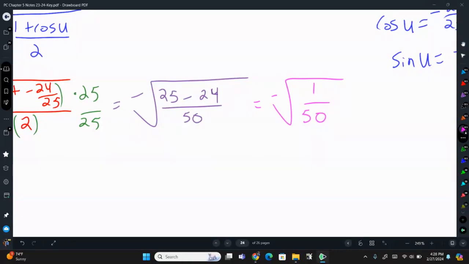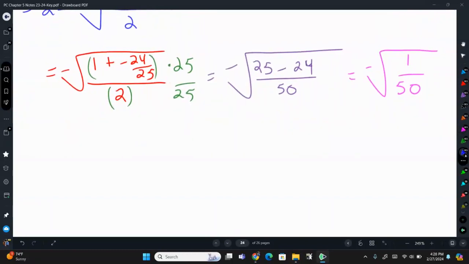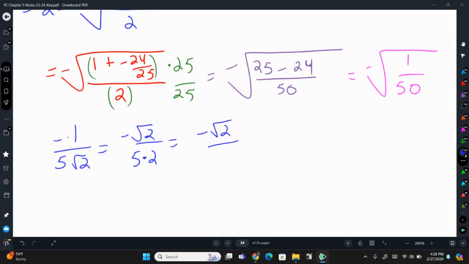We can simplify the square root of 50 into 5 root 2. So negative 1 over 5 times the square root of 2. Can't have the square root of 2 in the denominator, so negative square root of 2 over 5 times 2, which is negative square root of 2 over 10. And that's our final answer.